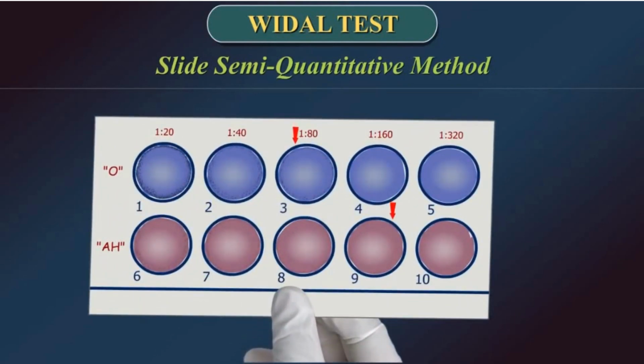Interpretation of result. Agglutination is a positive test result. The titer is reported as a reciprocal of the highest dilution which shows a positive test result.